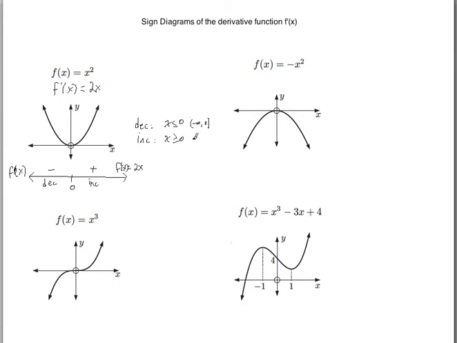Okay, and this would be from 0 to infinity. That should be a square bracket. Okay. All right, let's try this one. Same thing. We're going to find the derivative. F prime of x is equal to minus 2x.